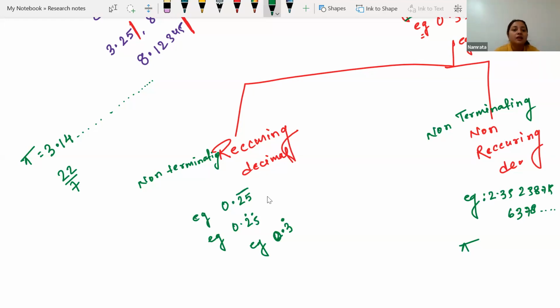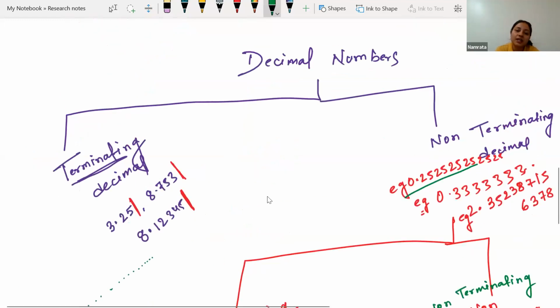It is a non-terminating, non-recurring decimal number. Non-recurring means you will not find any pattern over there. All right, let's summarize everything.